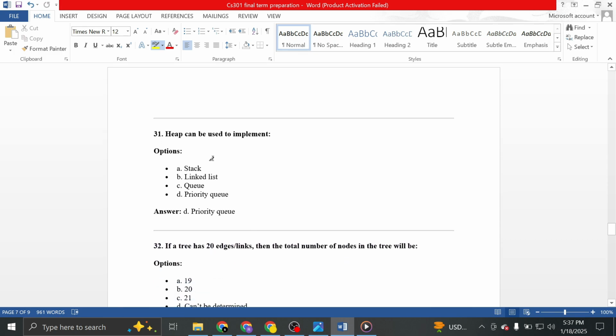Question 31. Heap can be used to implement: Options: A. Stack, B. Linked list, C. Queue, D. Priority queue. Answer: D. Priority queue.